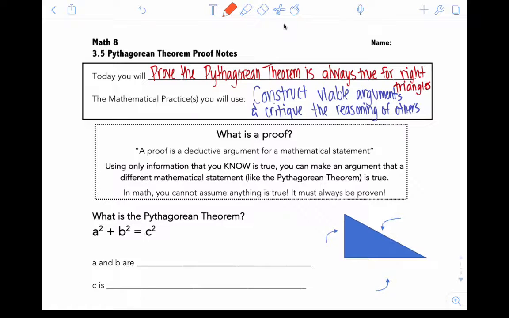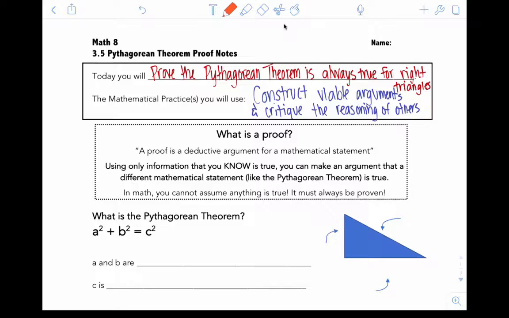For section 3.5, we are going to prove that the Pythagorean theorem is always true whenever you have a right triangle. When we do this, we're going to construct viable arguments and critique the reasoning of others. So when I say that we're going to prove it, we're going to create a proof, which the mathematical definition of a proof is a deductive argument for a mathematical statement.